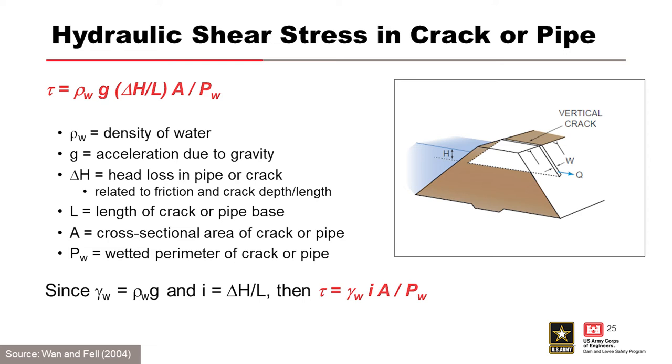There are several other applications, such as flow through a horizontal crack. This one's for a vertical crack. There's flow through a horizontal crack. There's flow through a tapered crack, so more of a V crack that might develop during a seismic event or something like that, and then flow through a cylindrical pipe. These applications are all included in our internal erosion toolboxes on the RMC website. The concentrated leak erosion initiation toolbox has all those different applications available for use.